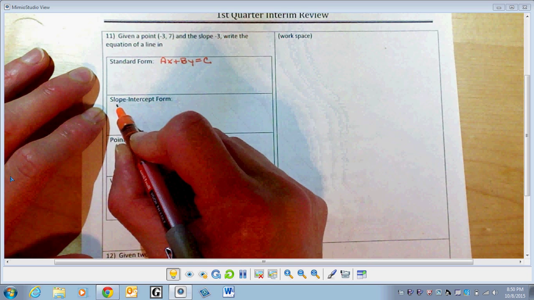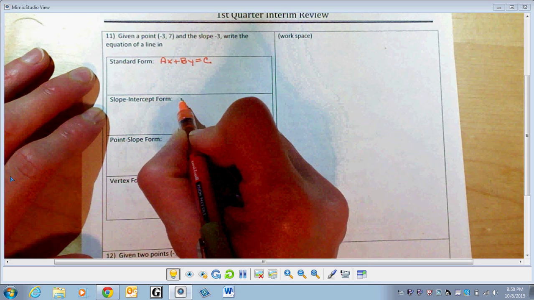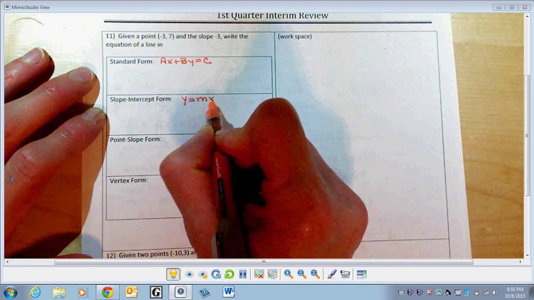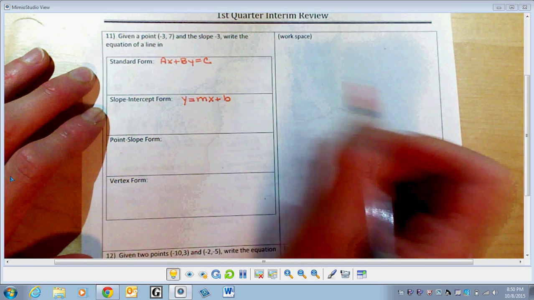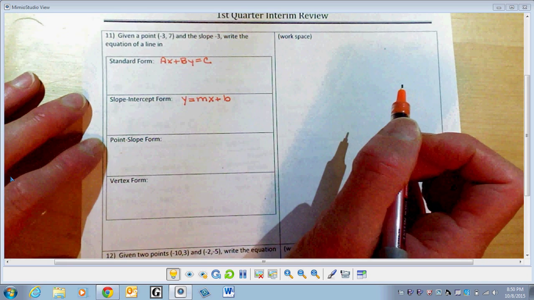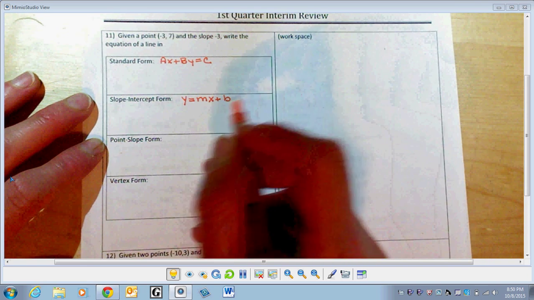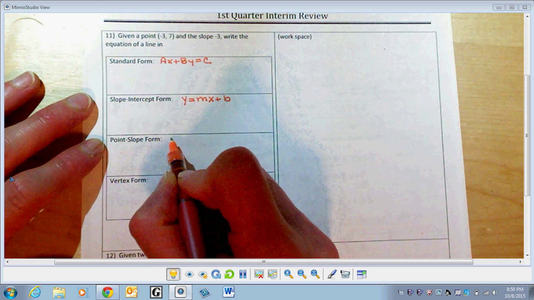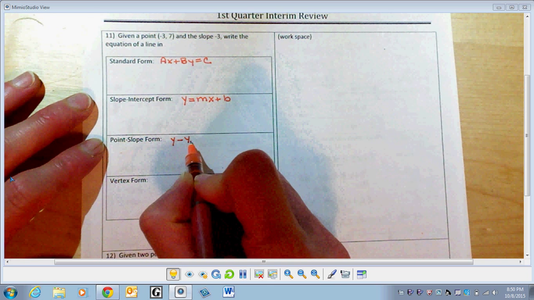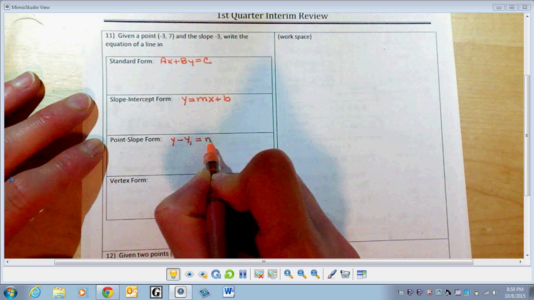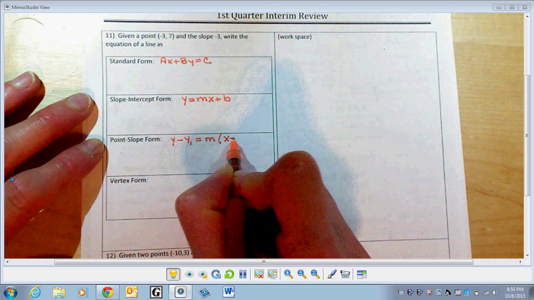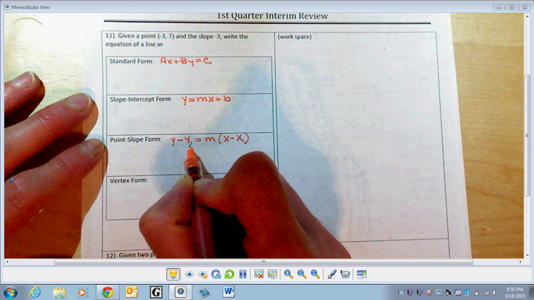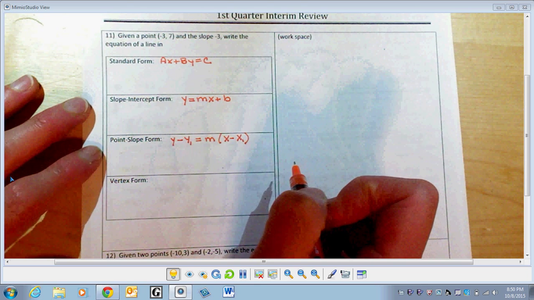Slope-intercept means I know the slope and the y-intercept. So that means y equals mx plus b, m being my slope and b being my y-intercept. Point-slope form means that I have a point and I have a slope. So it's going to be y minus y sub 1 is equal to my slope times x minus x sub 1, where x1, y1 are points.